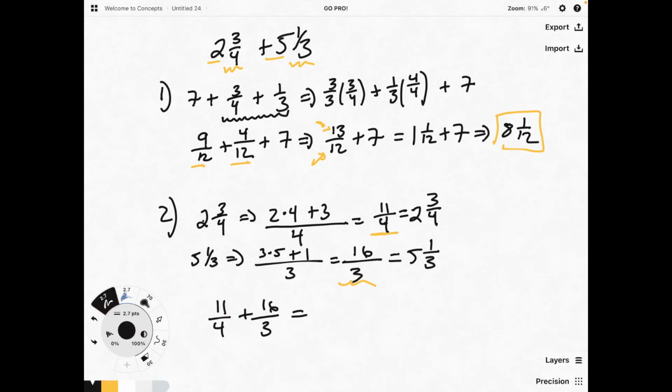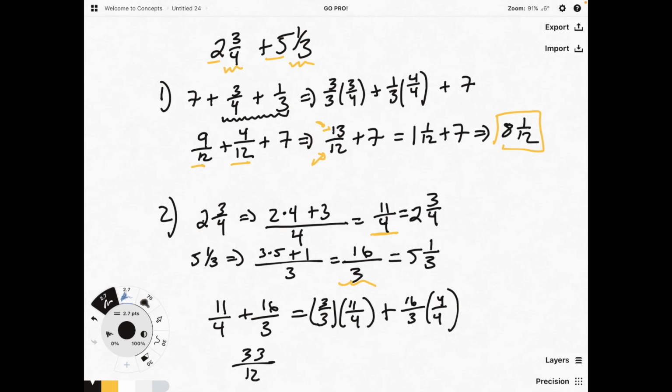We multiply each term by the other term's denominator. So 11 over 4 would get multiplied by 3 over 3. So we get 3 over 3 multiplied by 11 over 4 plus, and again, 3 divided by 3 is 1, so we're not changing anything, 16 divided by 3 multiplied by 4 over 4. 11 times 3 is 33, divided by 3 times 4 is 12, and then we do 16 times 4, which is 64, and we do 3 times 4, which is 12.